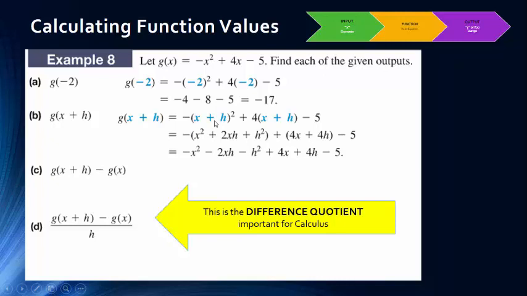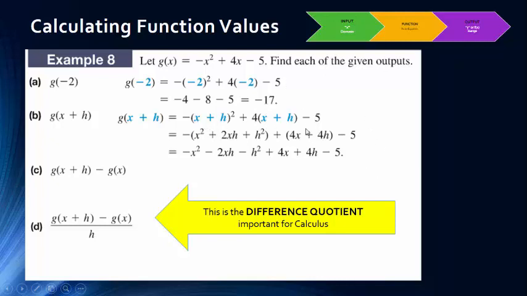This is a FOIL. You need to know how to FOIL. If you don't, go back in and do some review. So I get negative, again on the outside, x squared plus 2xh plus h squared, plus 4x. This is distribution, do your bunny hop: 4x plus 4h minus 5. Kill trees in this class.